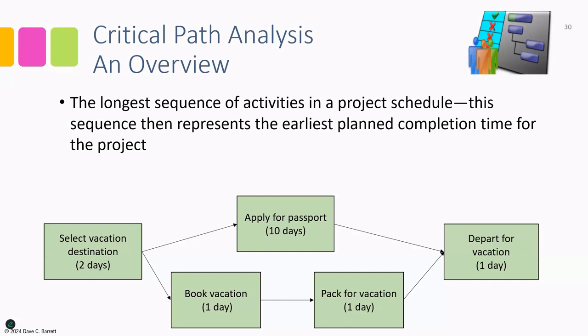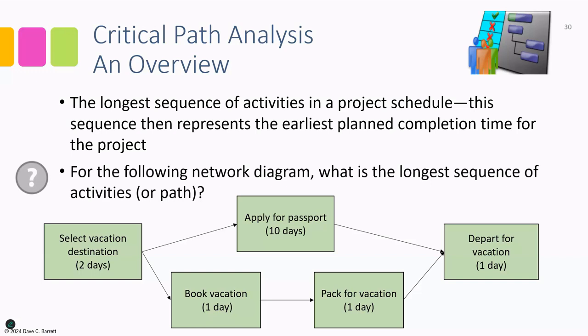So let's look at the network diagram that's shown here. It's a fairly simple network diagram, 5 activities related to preparing to leave for vacation. So you can see the dependencies there and so on. So the question is, for the following network diagram, what is the longest sequence of activities, or what are referred to as paths, through this network diagram?